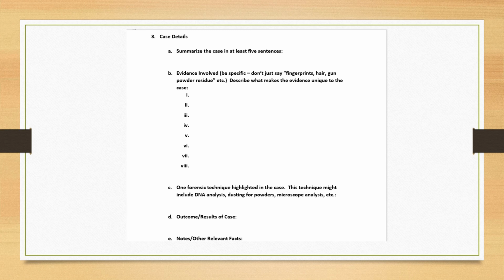Finally, the outcome or the results of the case: what happened? Did the forensic evidence play a role or not? Was the suspect convicted or not? And an area for you to put any other notes or relevant facts that you feel might be helpful. This is where you list your resources. This is your list of URLs, your books, your articles used, and again, it should be a minimum of 3.